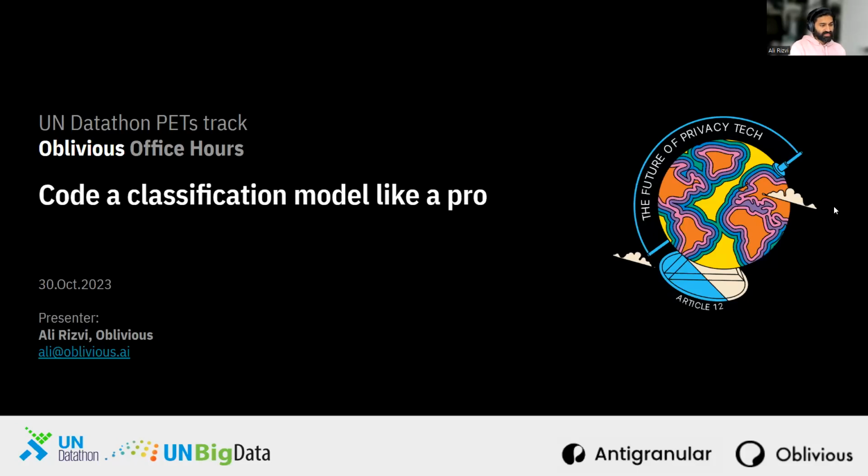And this is session 5 in the Oblivious Office Hours that we are doing for the UN Datathon Pet Track. So today we want to focus on coding a classification model, the tips and techniques you need to use. We will go through 2 notebooks today and a few different techniques of the classification model.